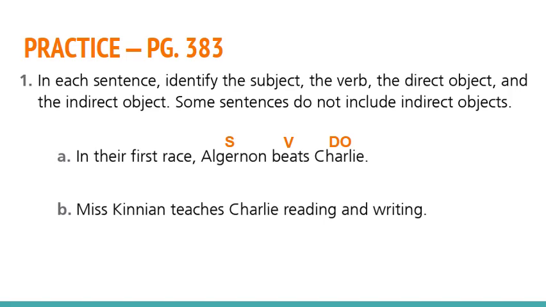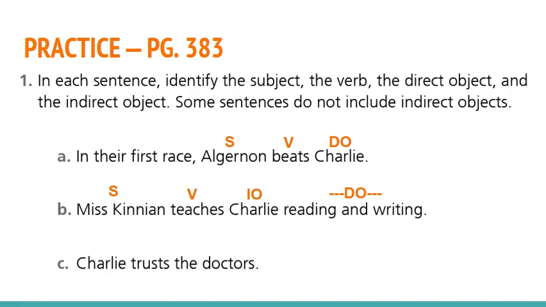Miss Kinnian teaches Charlie reading and writing. Miss Kinnian is my subject. The verb is teaches. What does she teach? She teaches reading and writing. Whom does she teach? She teaches it to Charlie. So Charlie is my indirect object. Charlie trusts the doctors. Charlie is my subject. Trust is my verb. And I'm going to ask, whom does he trust? He trusts the doctors. That is my direct object.